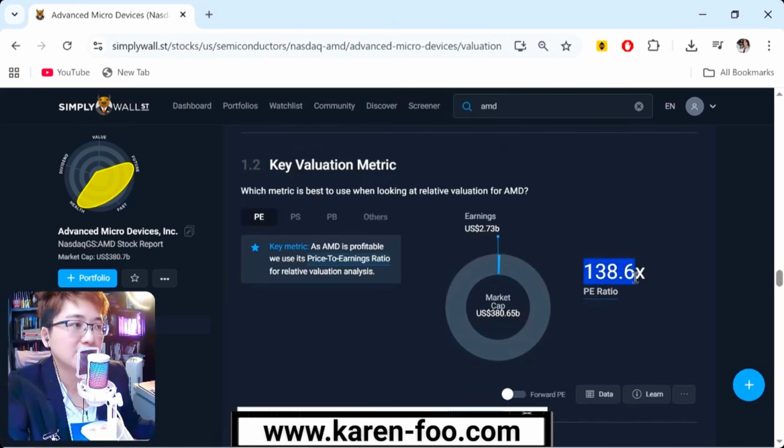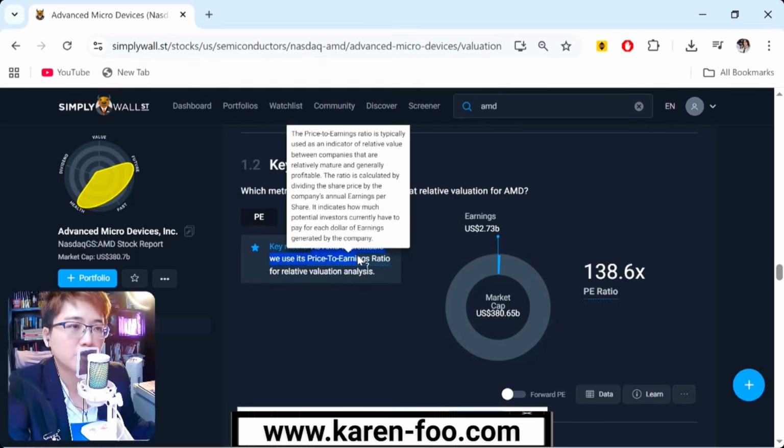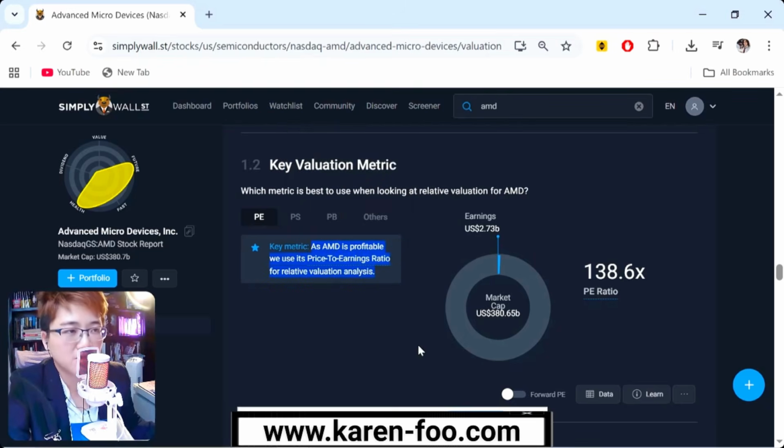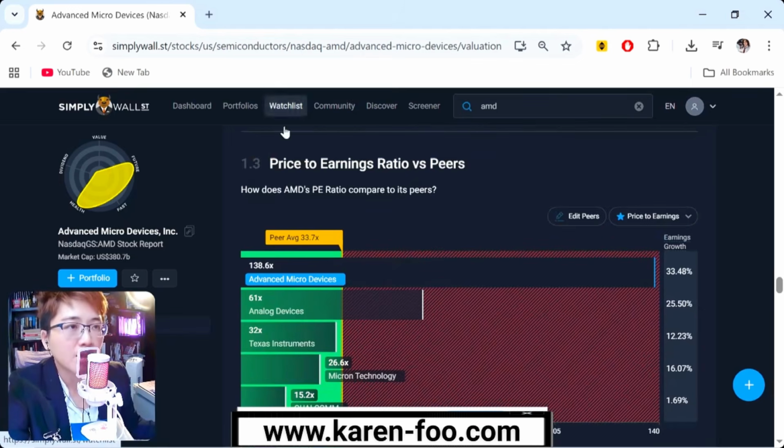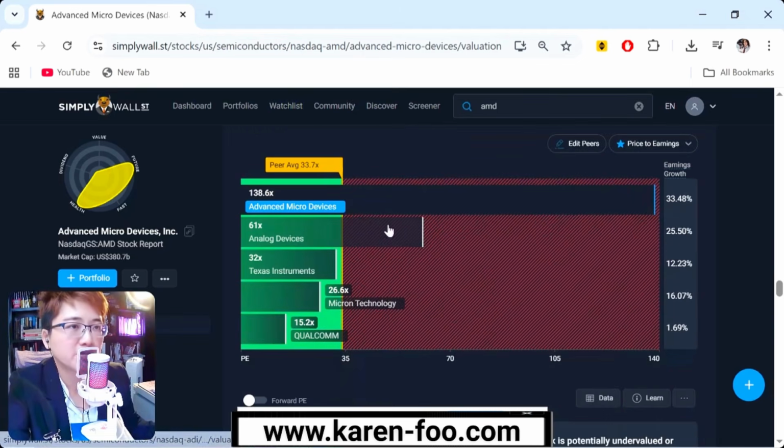The PE ratio is at sky high levels, and it also tells you why. As AMD is profitable, we use its price to earnings ratio for relative valuation analysis, because for companies that are not profitable, we don't use the PE ratio, we use the price to sales ratio, okay? And it also compares the PE ratio versus the peers in a nice graphical format.